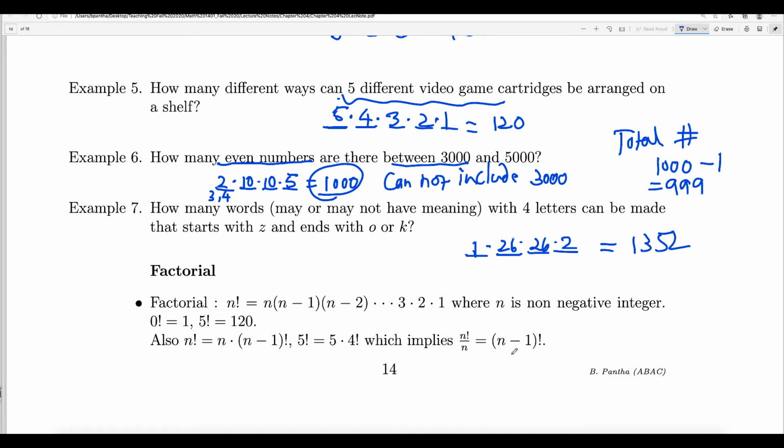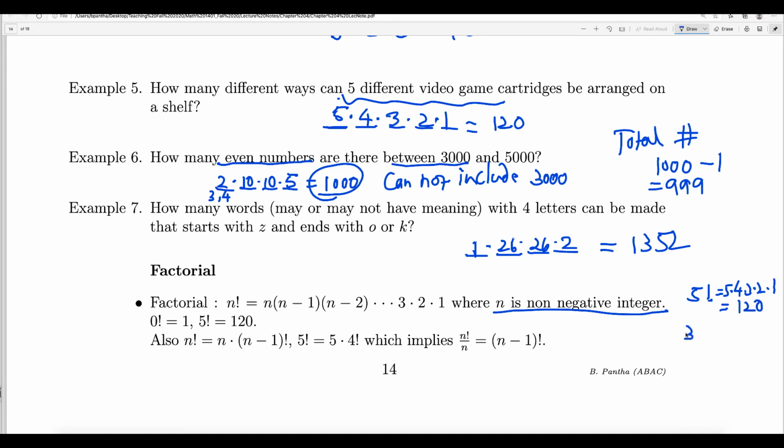So the next thing we want to talk about is the factorial notation. You may have seen the factorial notation before too. It's like an exclamation mark. So n factorial means n times n minus 1 times n minus 2 times ... times 3 times 2 times 1, where n is a non-negative integer. So for example, 5 factorial is 120. How? Because 5 factorial means 5 times 4 times 3 times 2 times 1. That is 5 times 4 is 20, times 3 is 60, times 2 is 120, times 1 is 120.